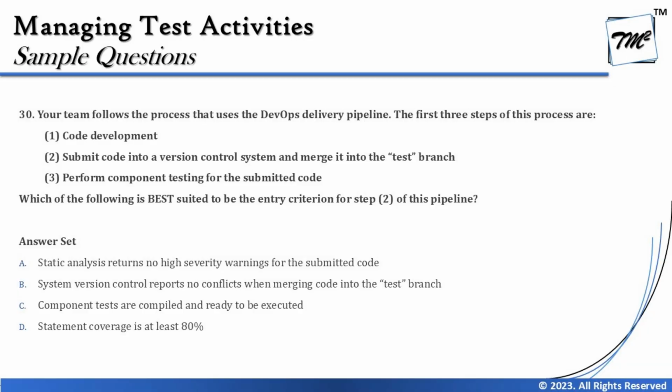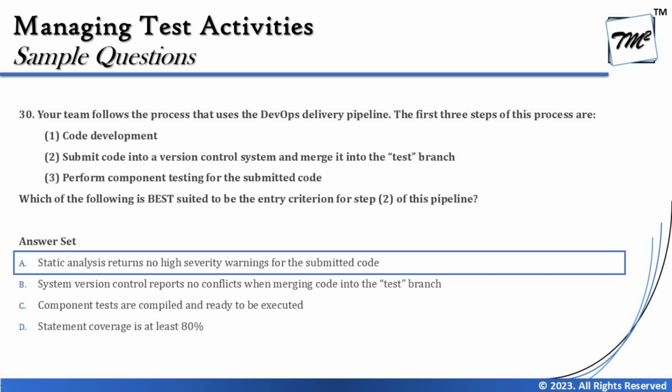So let's conclude this. The right answer for this particular question is A, that is, static analysis returns no high severity warnings for the submitted code should be used as an entry criterion to step 2 in this particular pipeline. And that makes it very simple for related questions on DevOps, which you can always answer from this entire process.